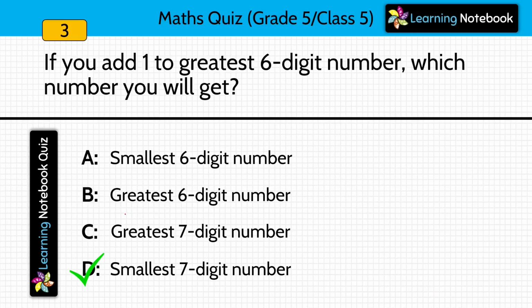So how did we get this answer? Basically, first we wrote the greatest 6-digit number, which is 6 times 9. This is the greatest 6-digit number, right? Now you will add 1 to it. So what did you get? You got the smallest 7-digit number, 1 followed by 6 zeros. So this is how you will solve this question.